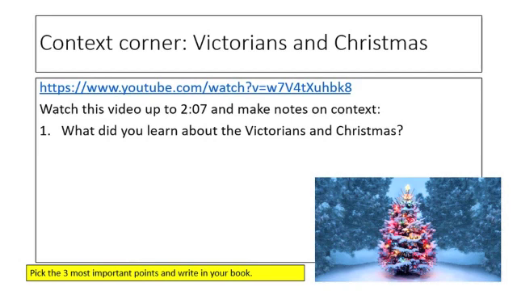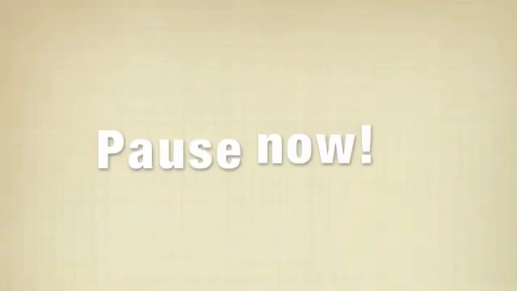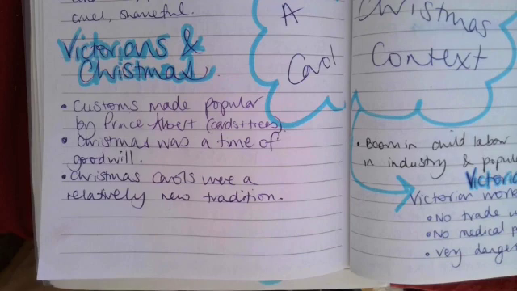Okay, so context corner. Now this is a different one this week because you have to watch a video for 2 minutes and 7 seconds. Don't watch all of it. 2 minutes and 7 seconds. I want you to watch this video now and then take some notes on what you learn about Victorians and Christmas. So the YouTube link will be put in your lesson on the VLE in the Google Classroom. So follow it, please, and make some notes on your context mind map about Victorians and Christmas. 3 bullet points, please. What I think are the 3 most important points.